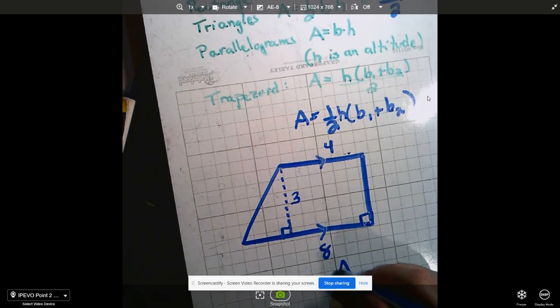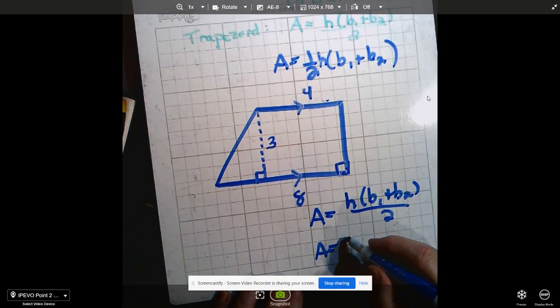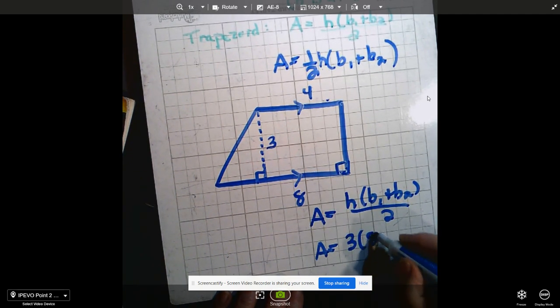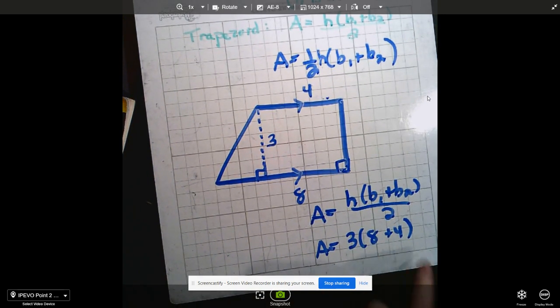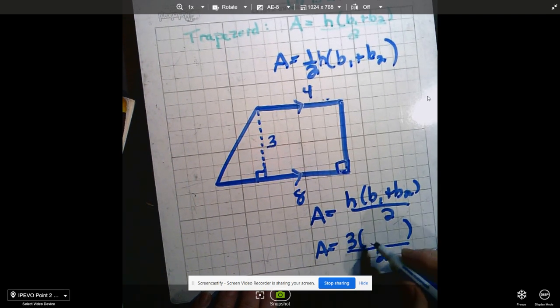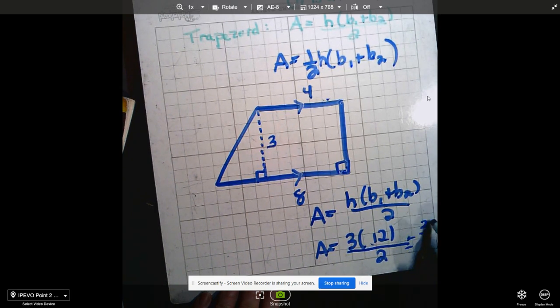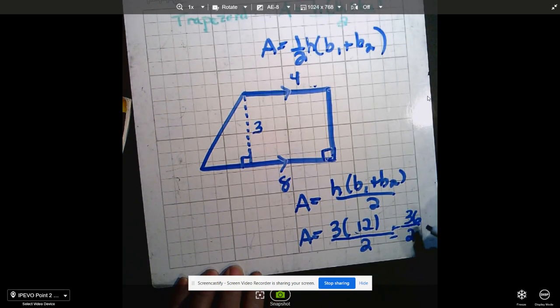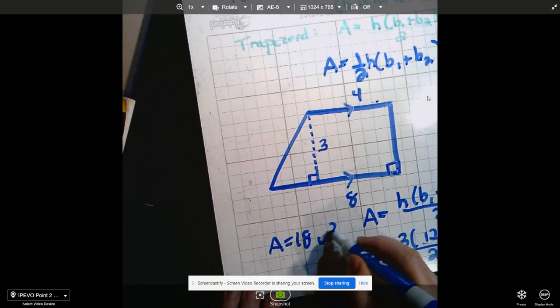Then my area formula would be h times (b1 plus b2) divided by 2. So in this case, my height would be 3. b1 would be 8. b2 would be 4. Again, I could have switched those. It would make no matter. I could have said 4 plus 8. And then I'm going to divide that by 2. Well, 8 plus 4 is 12, so I can simplify that. 3 times 12 would be 36 divided by 2. So my area, I guess I have to write it over here, my area would be 18 units squared.